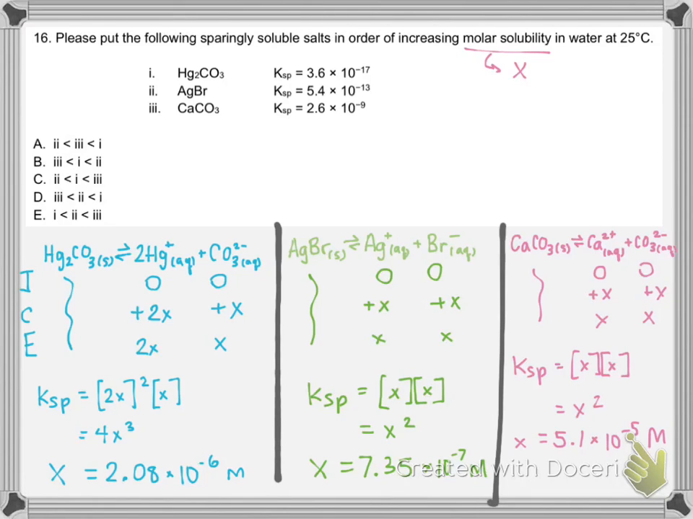Okay, so to choose our answer, we're just going to rank these by the x values that we just solved. And so the biggest one is the third one. The next biggest is the first. And then the second one is the smallest. And so the right answer here will be C.